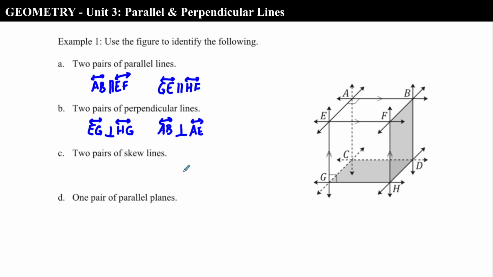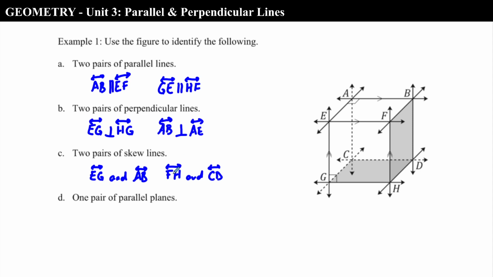All right, now let's do two pairs of skew lines. So we've got EG, which is going up and down this way, and AB, which is going side to side this way. Never cross, but also are not parallel. EG and AB. And there's no symbol for skew, so we just have to use the word and here. And then we also have FH, which is here, and CD, which is down here. FH and CD.